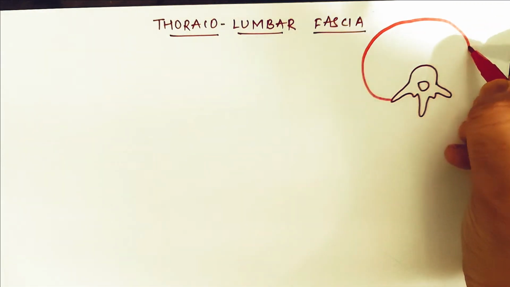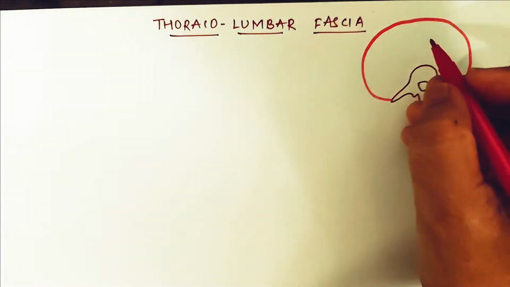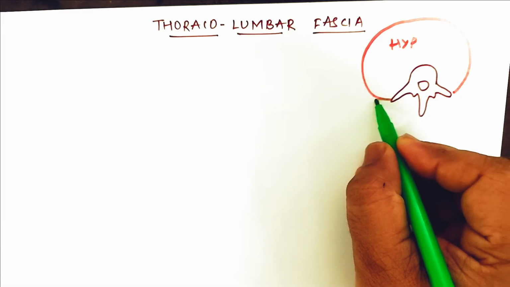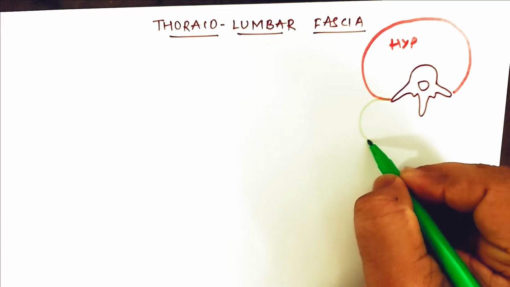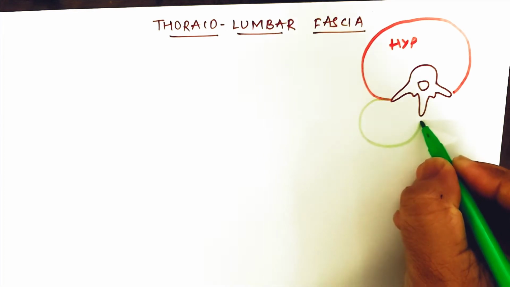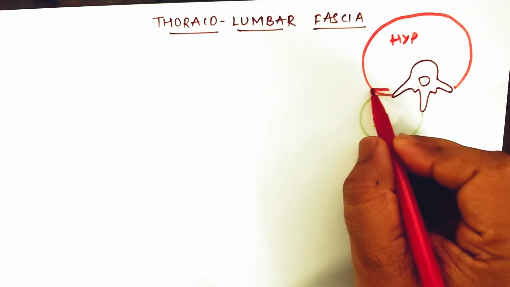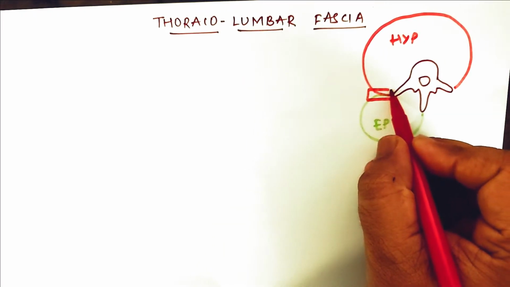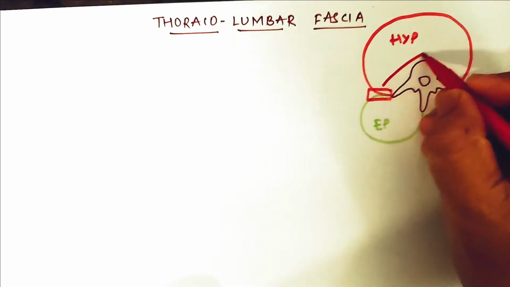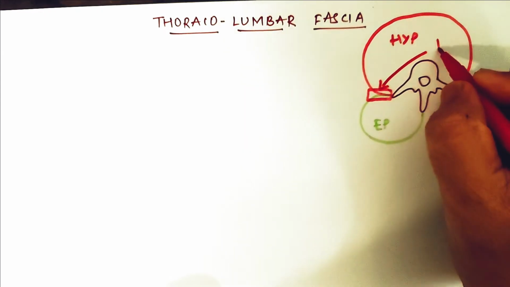So the fascia covering the anterior group of muscle is the hypaxial fascia. The fascia covering the posterior group of muscle, that is the paraspinal, is called the epaxial fascia. The interconnection between them at the transverse process level is basically the intermuscular septum.